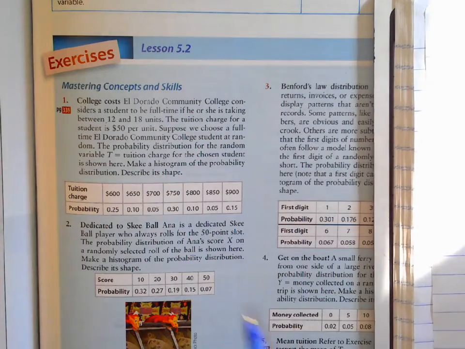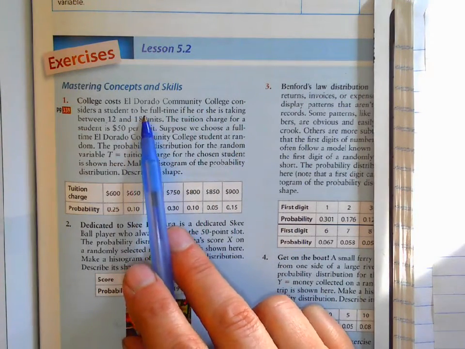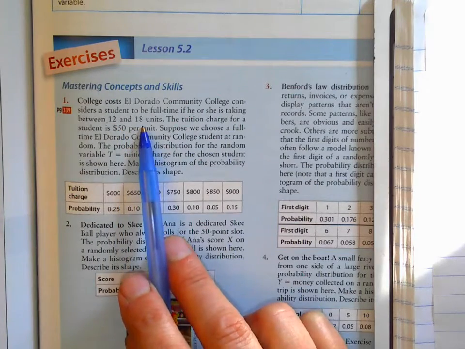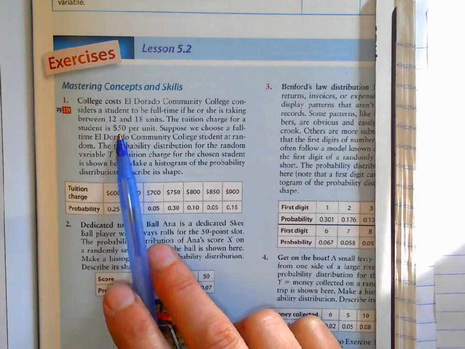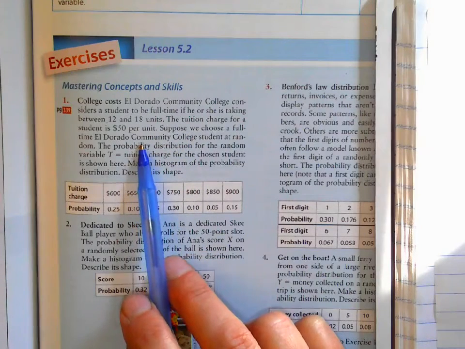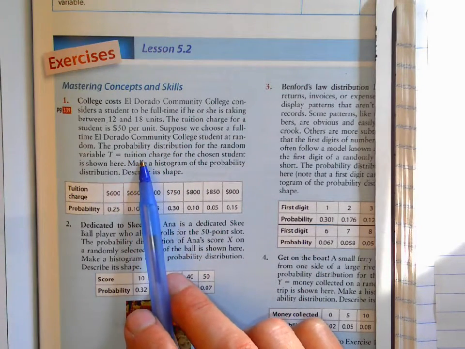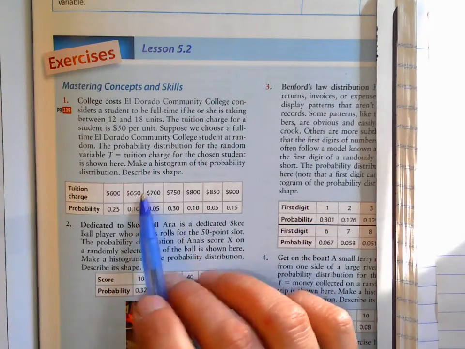5.2 practice. El Dorado Community College considers a student to be full-time if they're taking between 12 and 18 credits, units. The tuition charge is $50 per unit. Suppose we choose a full-time student at random. T is going to be the tuition charge for that student. So, make a histogram of the following distributions.